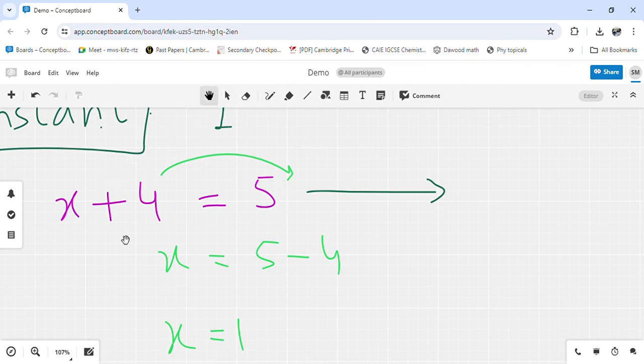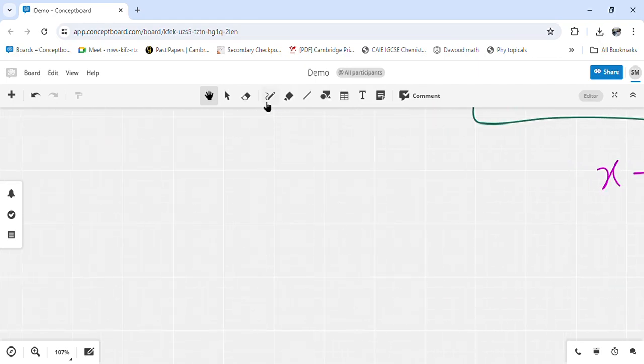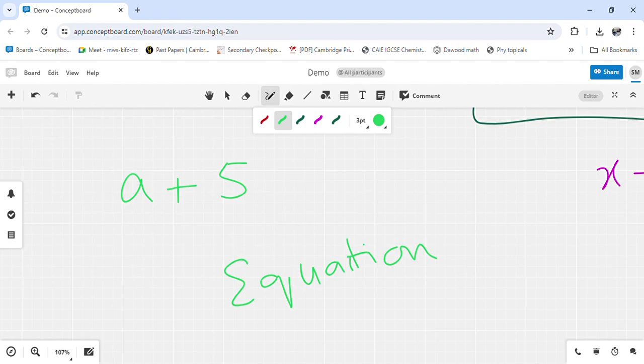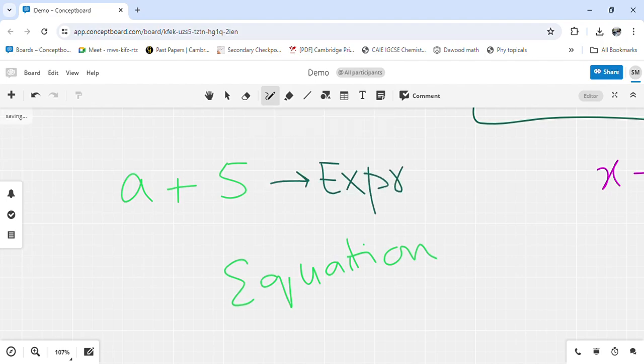Now this is an equation, but if I write, let's say, a plus 5, this is not an equation because in an equation we have a sign of equality. Whenever the sign of equal is given and a number is written on the other side, then this is an equation. And if we don't have an equality sign, then we don't call it an equation. Then this is an expression, an algebraic expression.